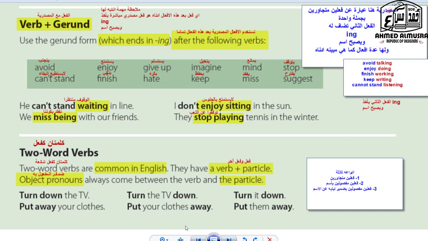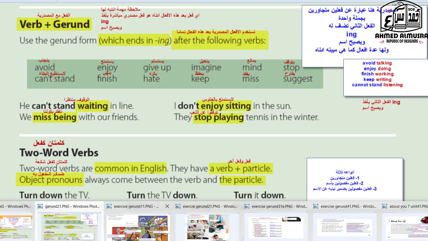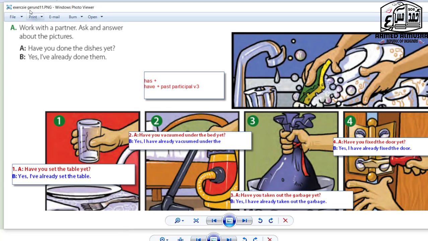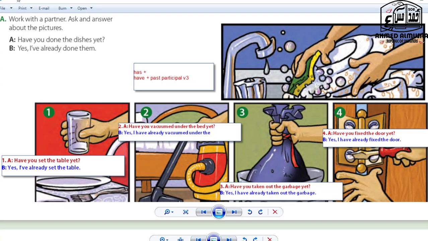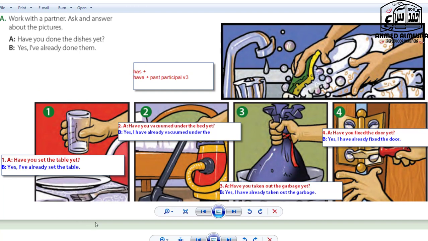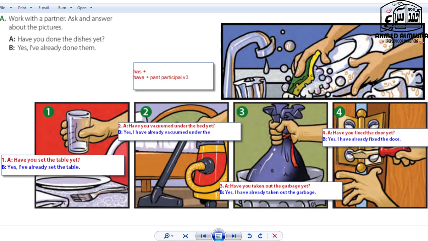So let's get to the first exercise, which will be about this one here. So let me adjust that image. And okay, so here. Work with a partner. Ask and answer about the pictures. Have you done the dishes yet? Yes, I have already done them. Picture number one.